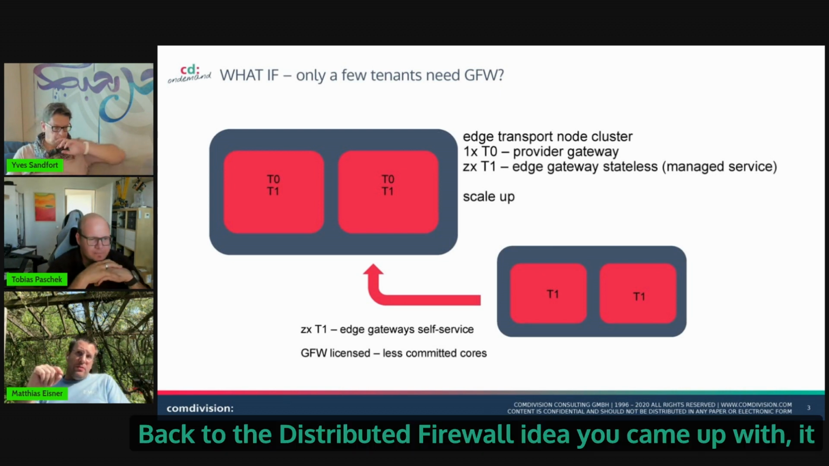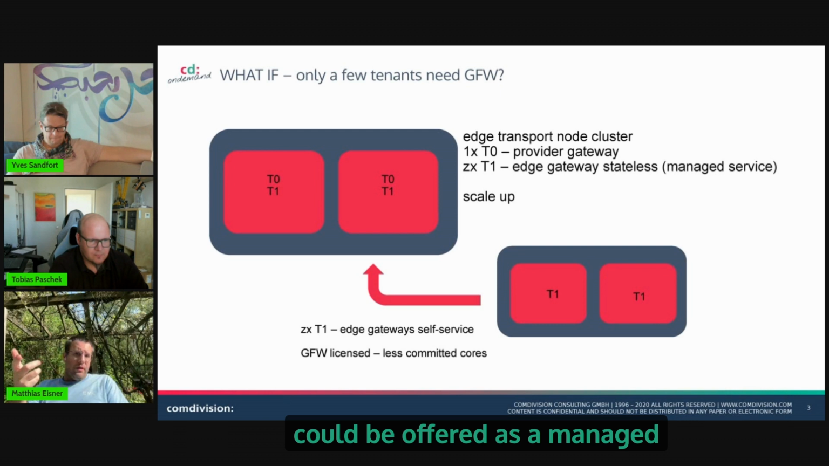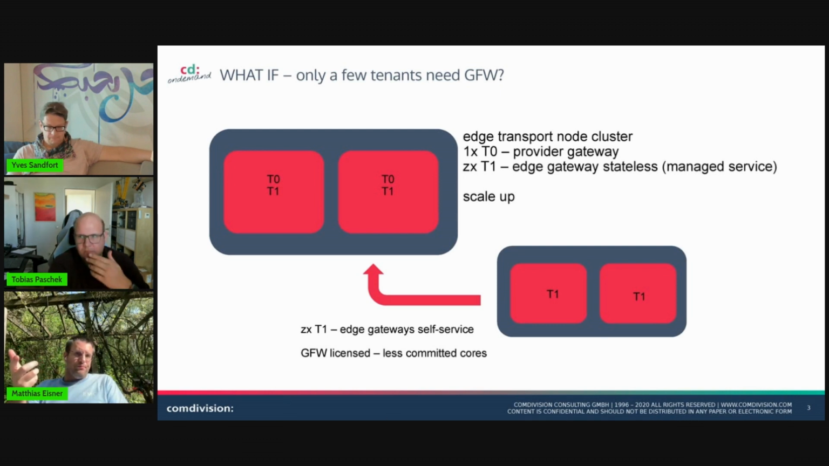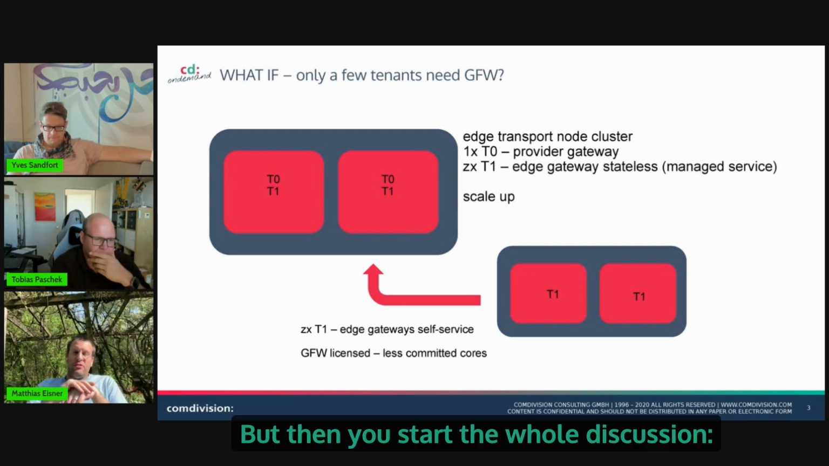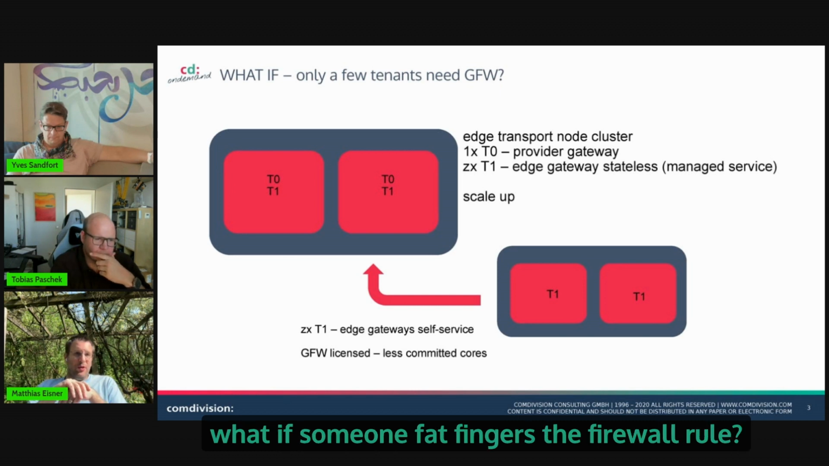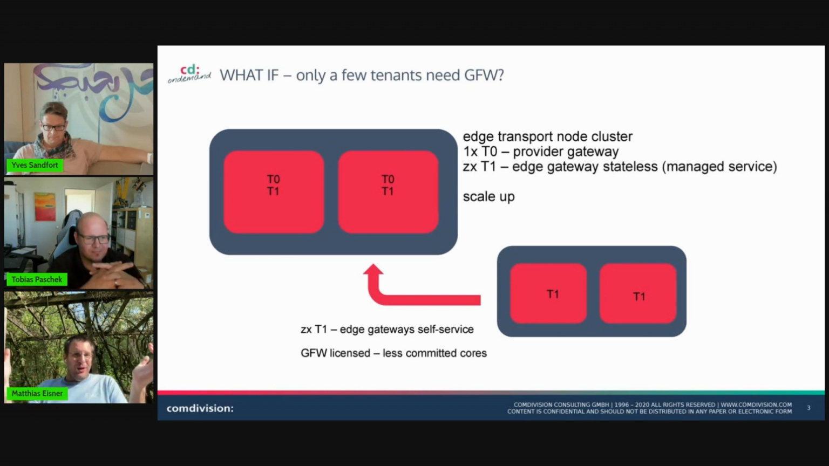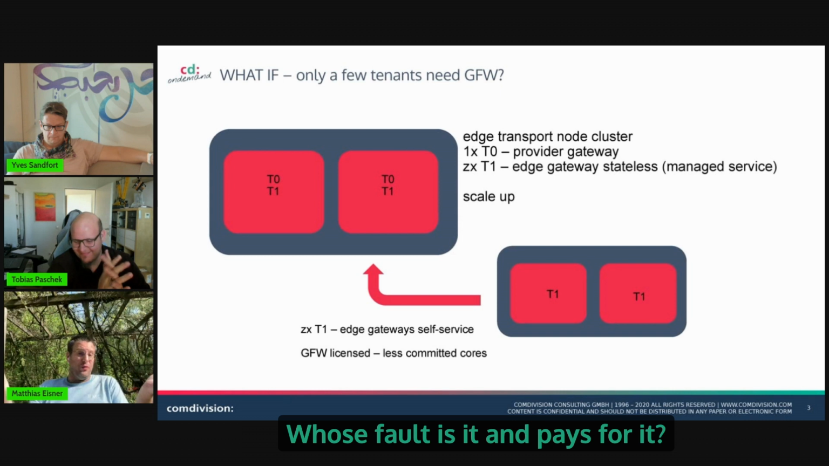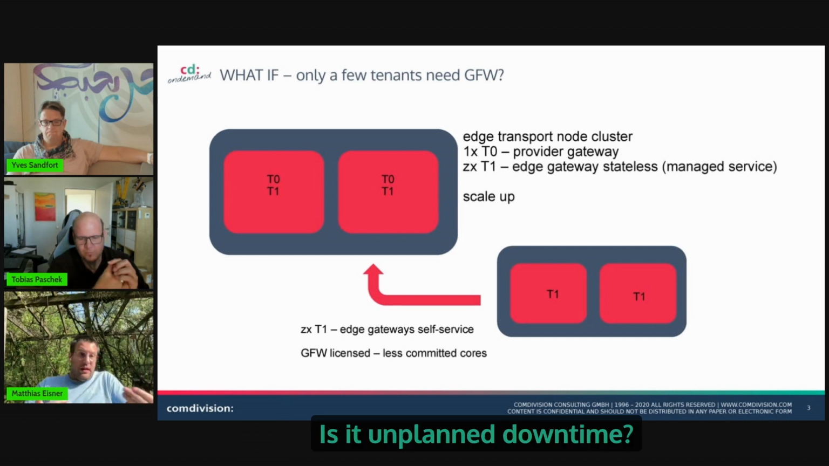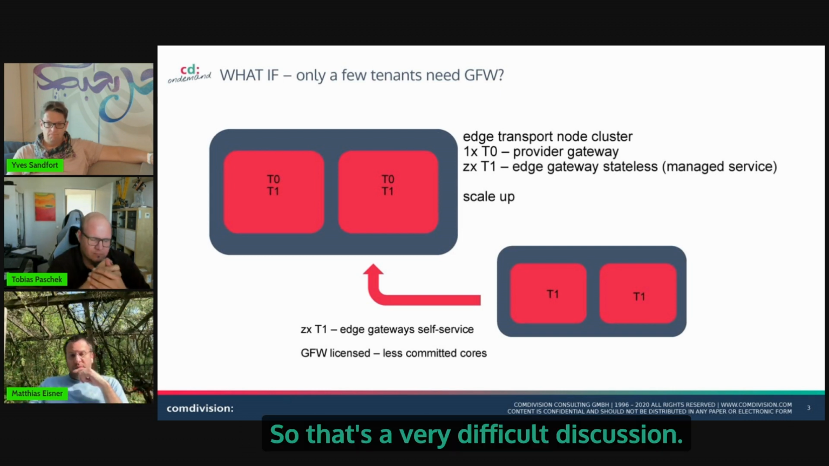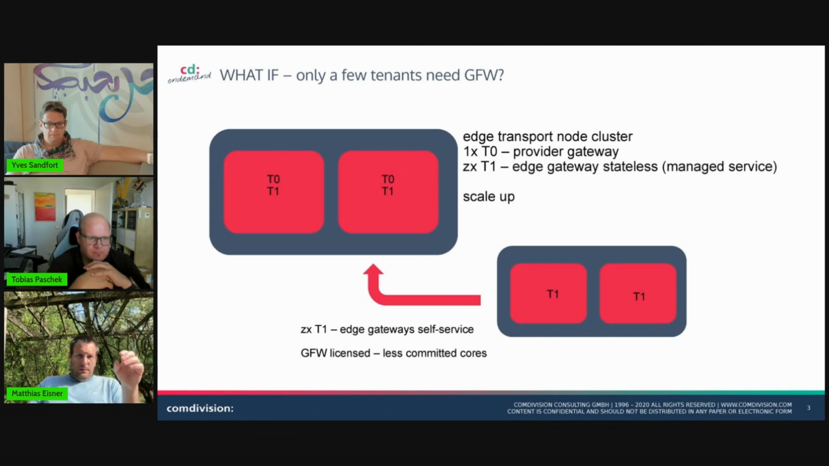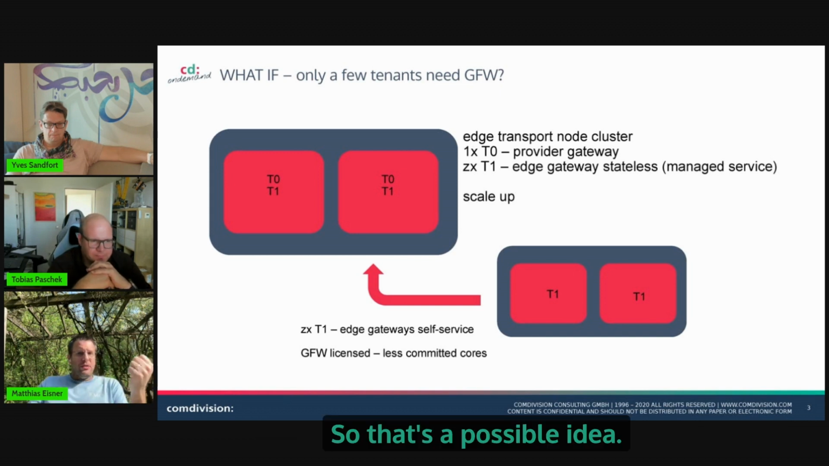But back to the distributed firewall idea you came up with, it could be offered as a managed service again. Yeah. But then you start the whole discussion, what if someone fat fingers the firewall rule? Whose fault is it? Who pays for it? Is it unplanned downtime? Yes, no. So that's a very difficult discussion. So that's a possible idea.